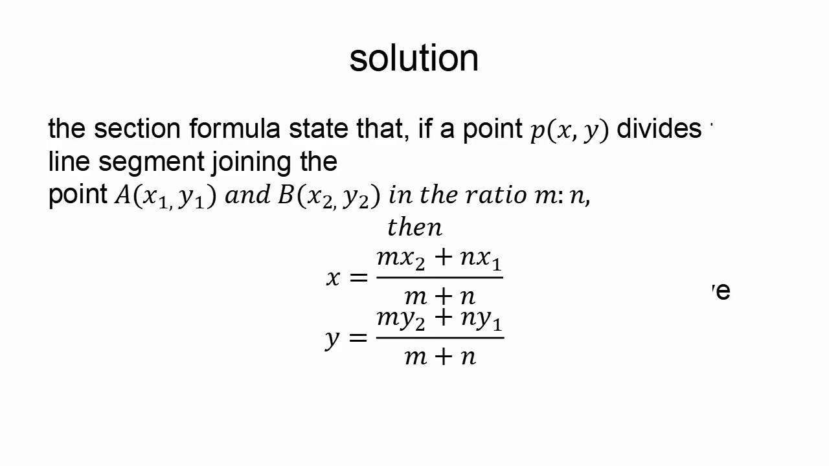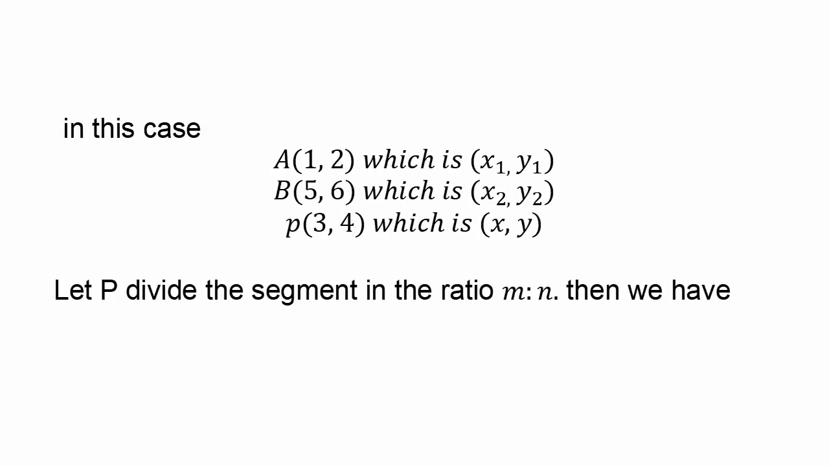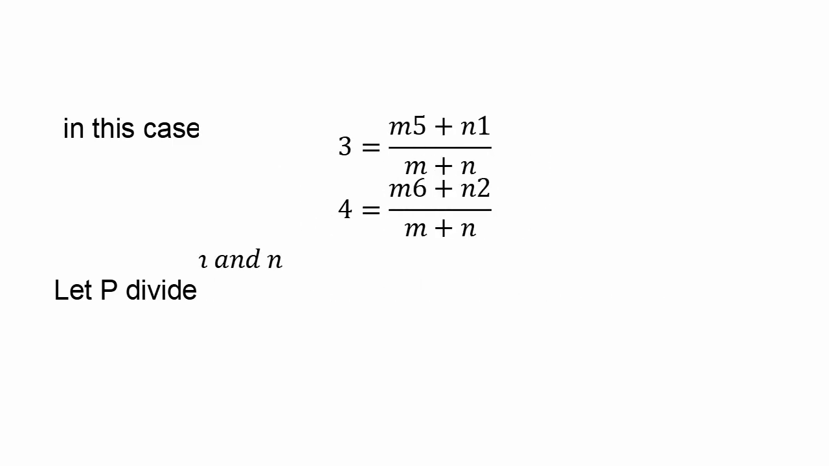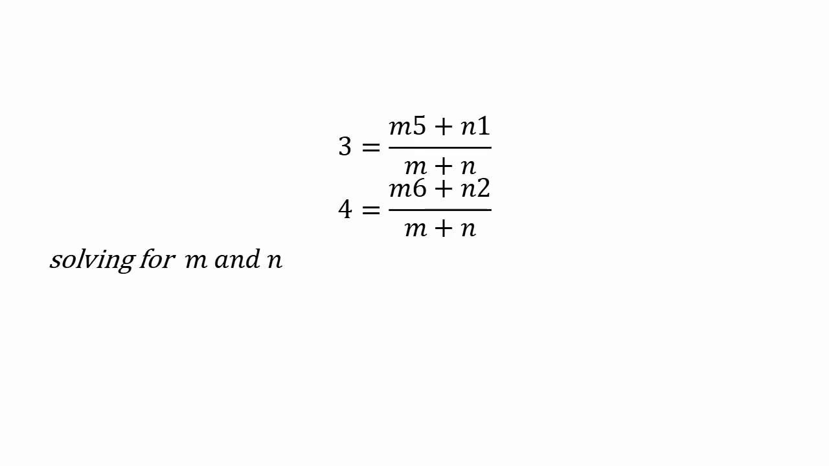In this case, A (1, 2) is (x1, y1), B (5, 6) is (x2, y2), and point P (3, 4) is (x, y). Let P divide the segment in the ratio m to n. Then we have 3 is equal to (m times 5 plus n times 1) over (m plus n), and 4 is equal to (m times 6 plus n times 2) over (m plus n). Solving for m and n.